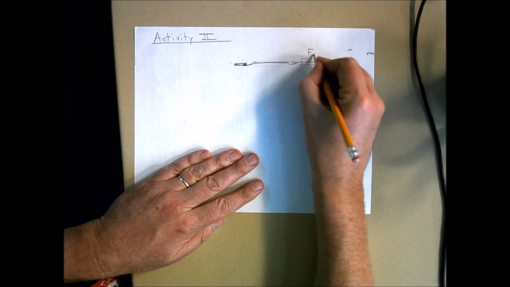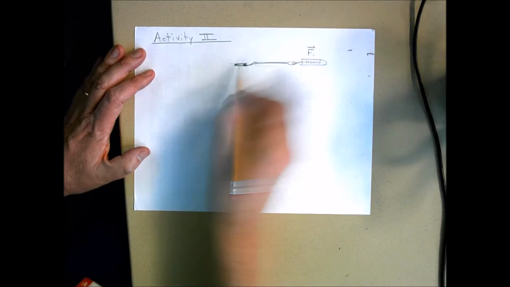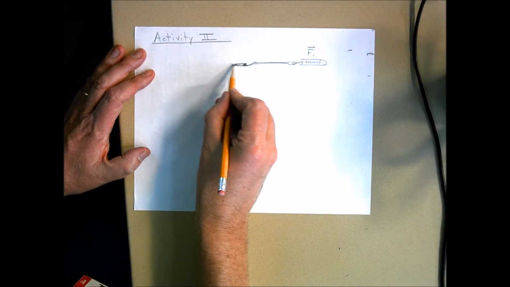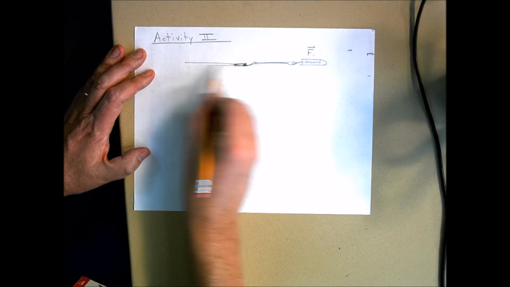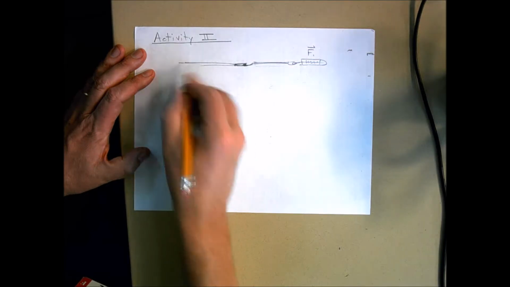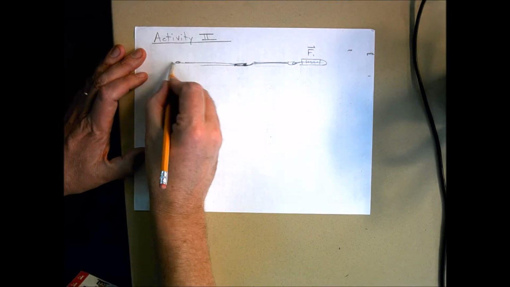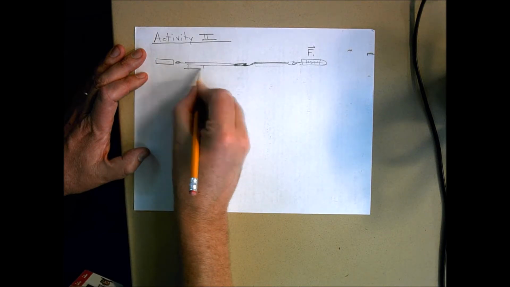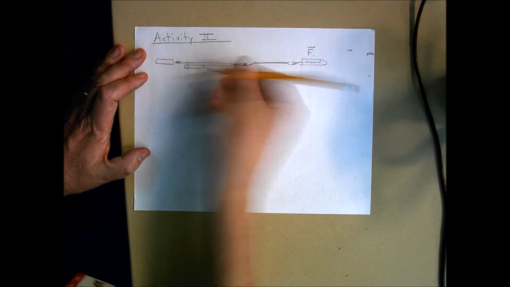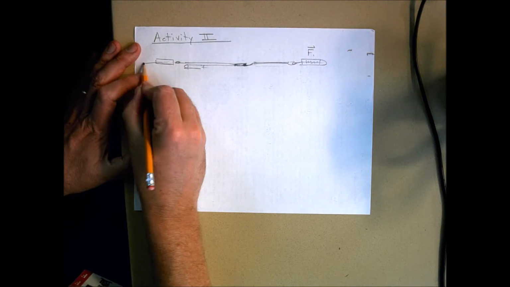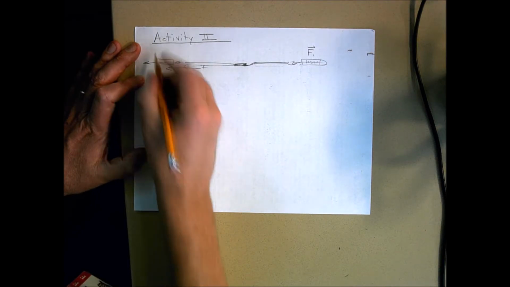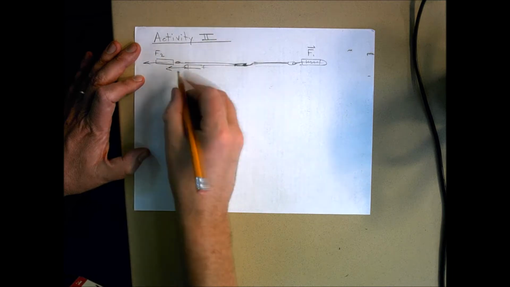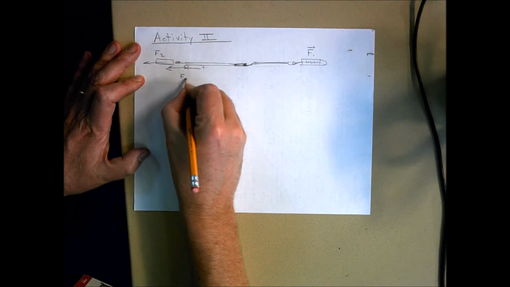And this will be your F1. And then you have the string that comes into twos like this. One will be a little bit longer than the other. You'll hook this up to a spring scale, and this one up to a spring scale. You're going to keep these both to the left. And this is going to be F2, and this is going to be F3.